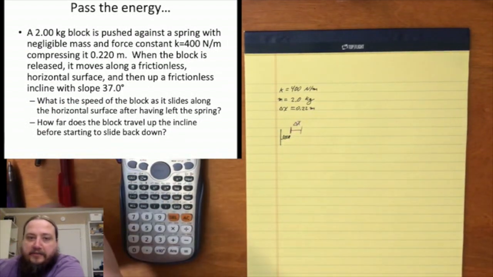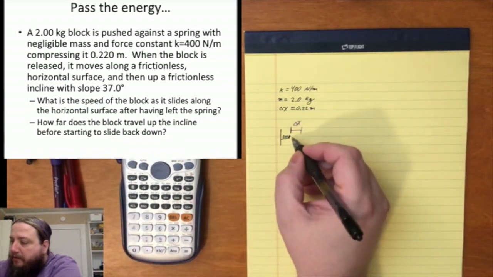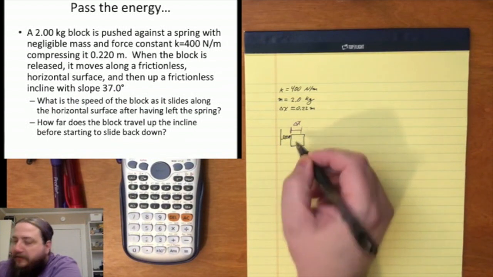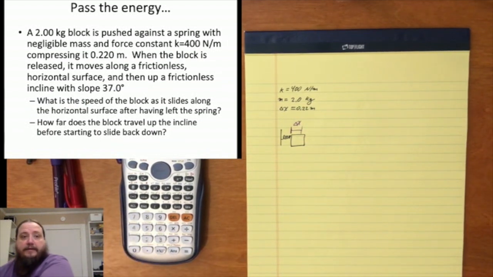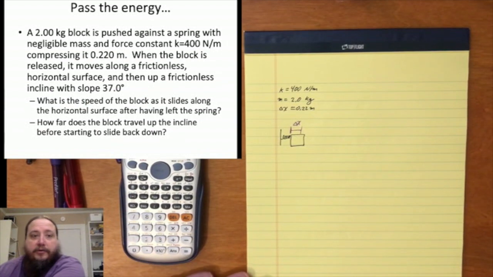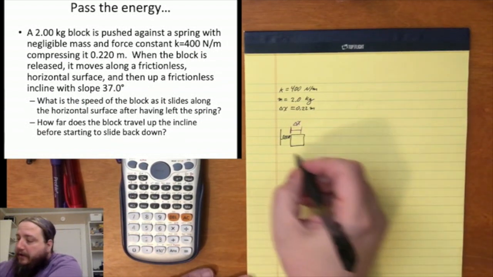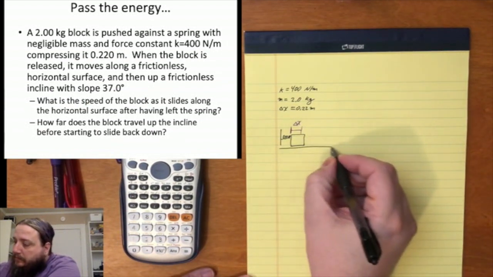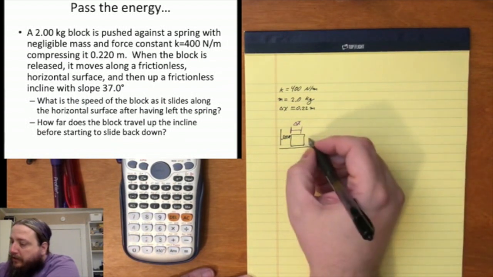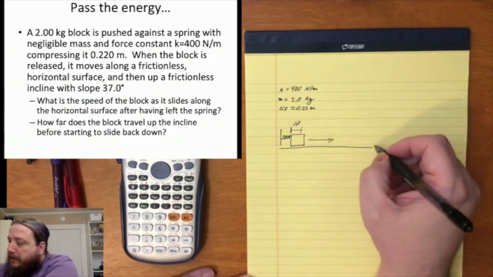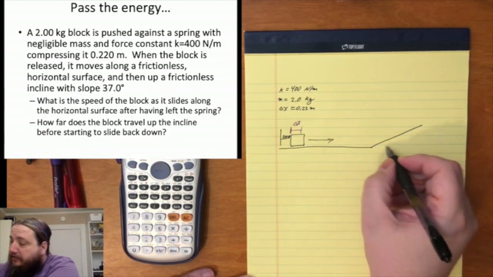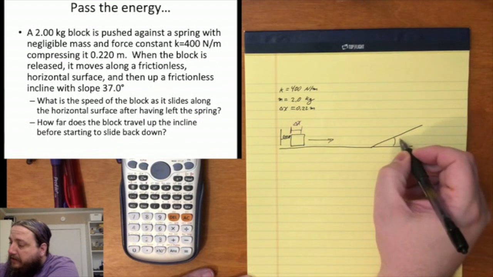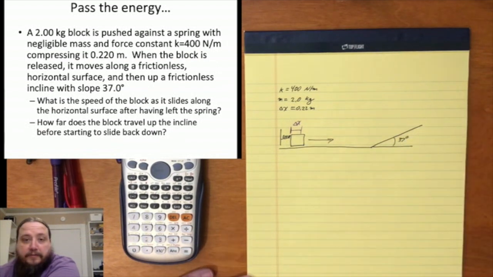There's our delta x from its uncompressed to its compressed position, and there is our block. When we release the block, it moves along a frictionless horizontal surface. So it moves this way for a while and then goes up a ramp, which is also frictionless. And there's an angle here of 37 degrees.